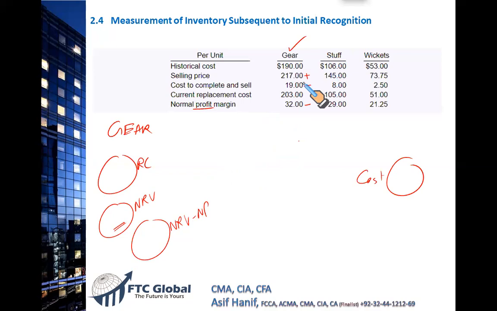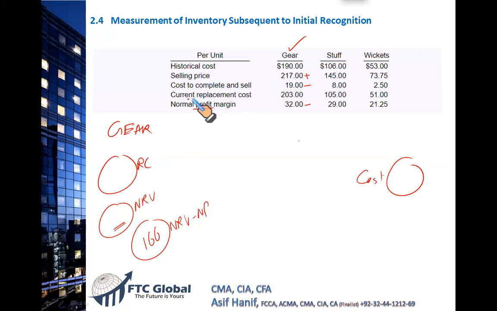NRV, 217 less 19 less normal profit margin. It was 166, whereas your replacement cost was 203. Let me do this again. Salman, if I find this incorrect, then you are going to pay for it. You are going to pay for the wasted time. So your NRV minus normal profit margin is 166.